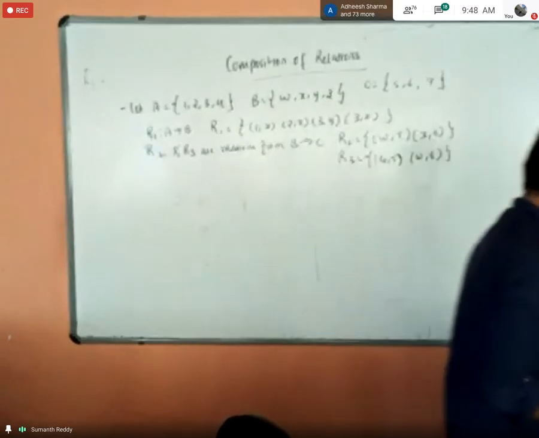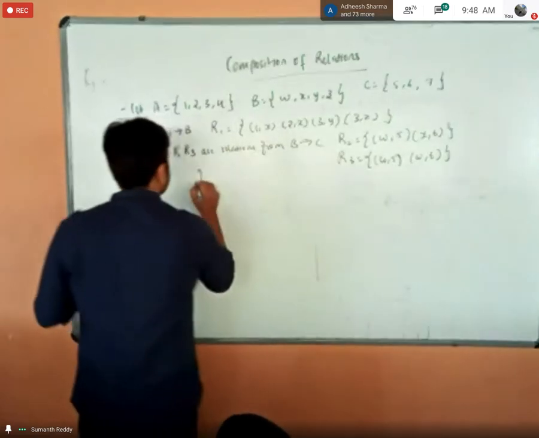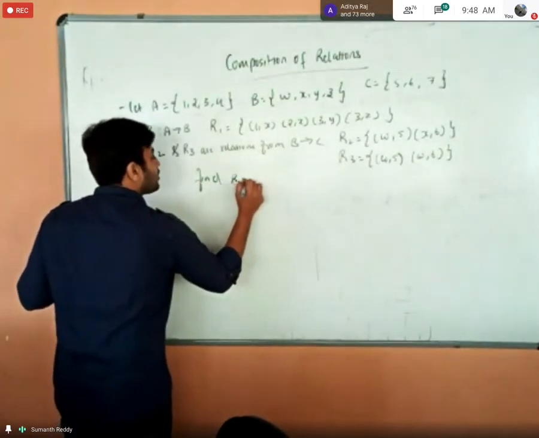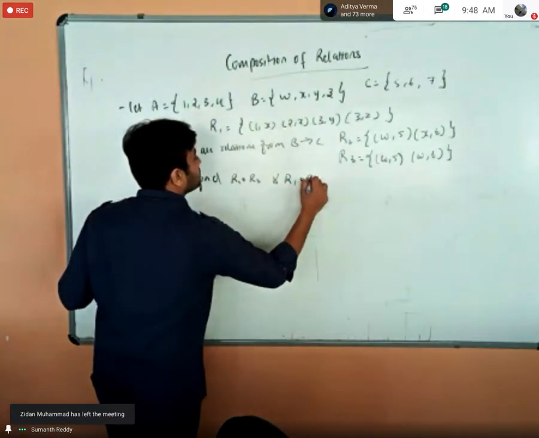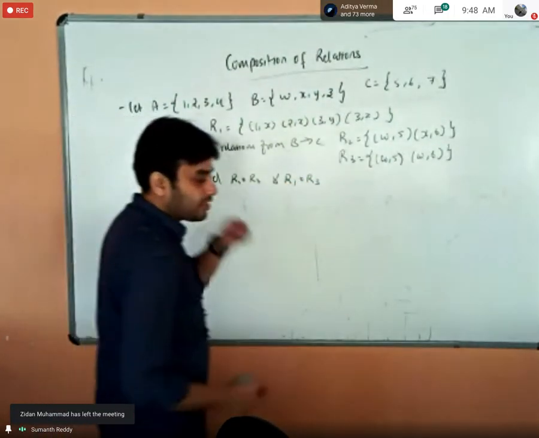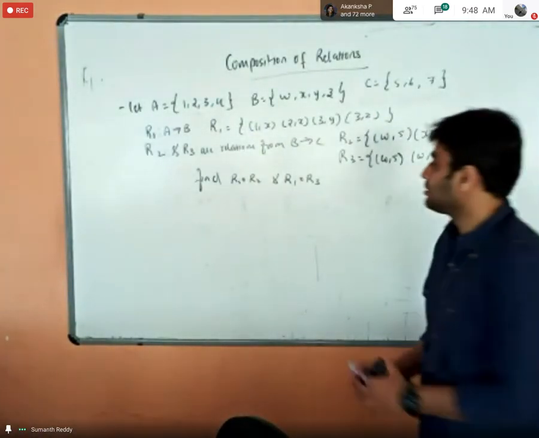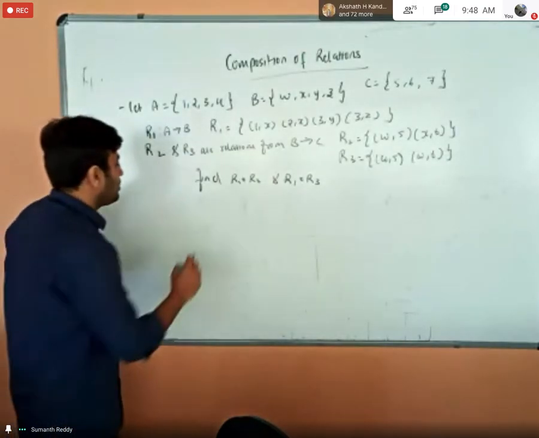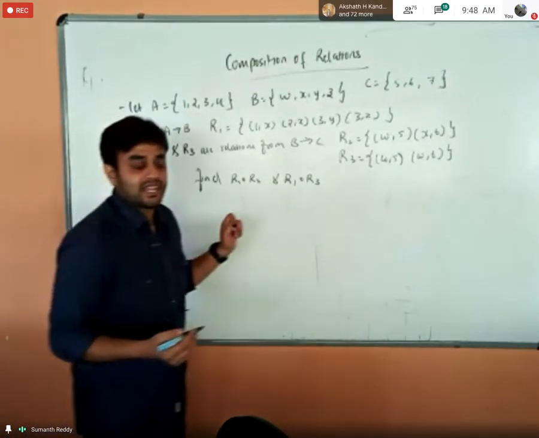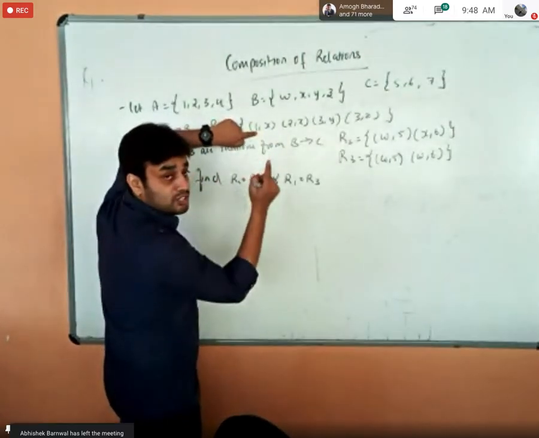Okay, fine, and he is asking you to find R1 composition of R2 and R1 composition of R3. Okay, so the solution is very simple. If I have to find R1 composition of R2, directly you can tell the answer by looking at these relations. Actually, I'll just tell you the trick.